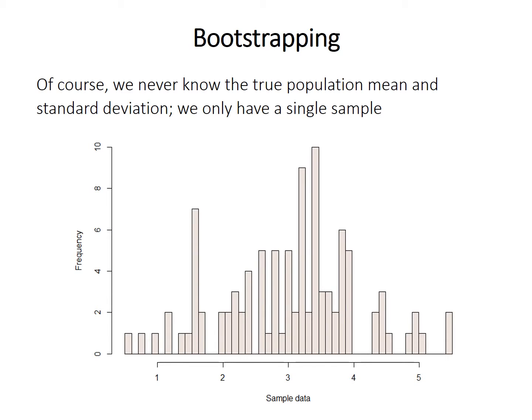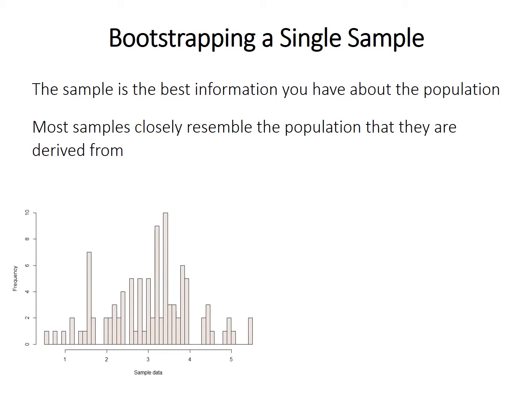That's fine if we actually know the population parameters, but we never know them, right? We never know the population. We just have a sample. We have a single sample, something like this. So what can we do in this case? Well, it turns out that the sample is still the best information we have about the population. It happens to be the only information as well. And most samples, especially if they're big enough, do indeed closely resemble the population that they come from. So we can make some inference about the true population from this sample here.